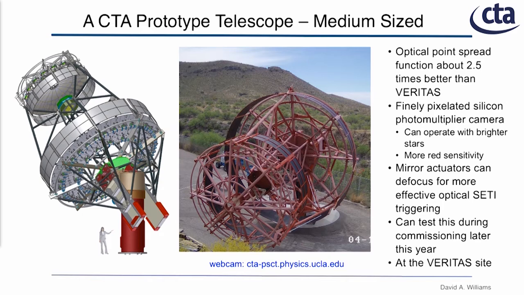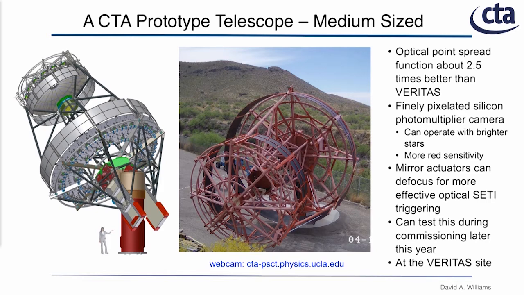Also, this telescope has actuators on all the mirrors so that, from the triggering point of view, if necessary, the mirrors can be slightly defocused to spread a point-like source over multiple pixels for purposes of triggering. And this is something we can test during commissioning later this year.